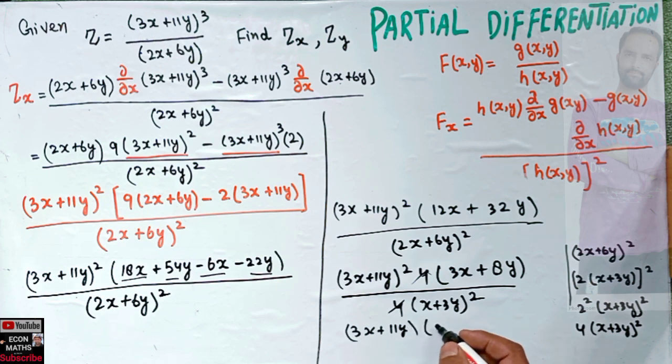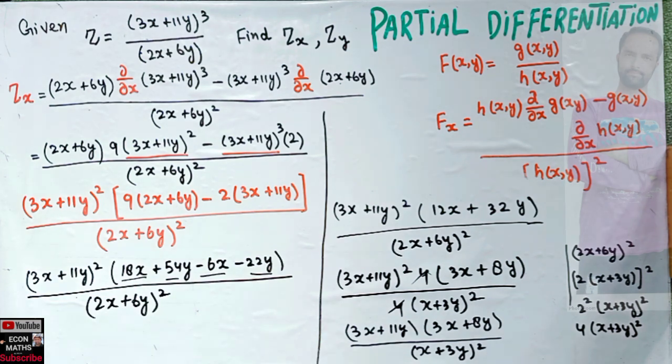Then we have 3x plus 8y. I hope I am making the calculation right here. And we have (x + 3y) square. Okay, so this was our zx.